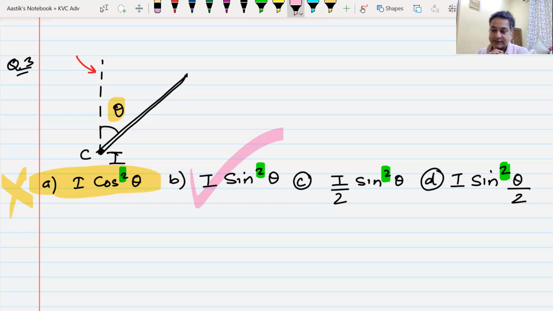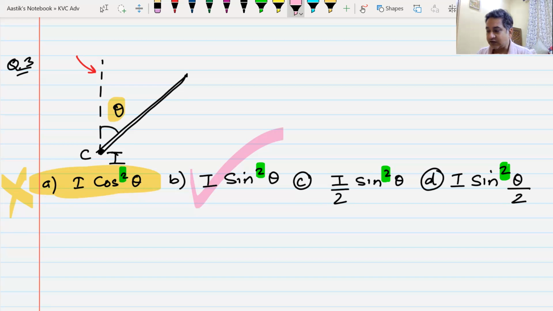And remember this. When you have an axis like this, the answer is I sine square theta. Because instead of the distance becoming R, the perpendicular distance becomes R sine theta. And it is squared, so it becomes R sine theta whole squared. So ultimately you get R sine theta whole squared. That is the answer. And you can see how I applied this.